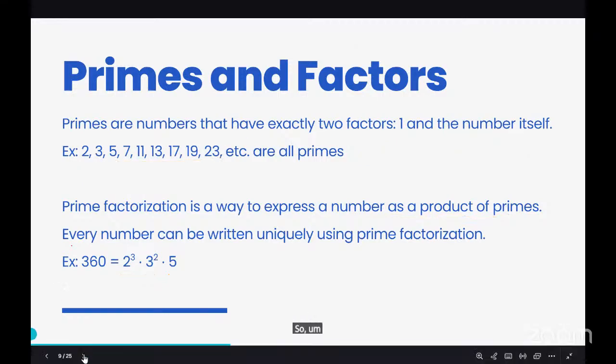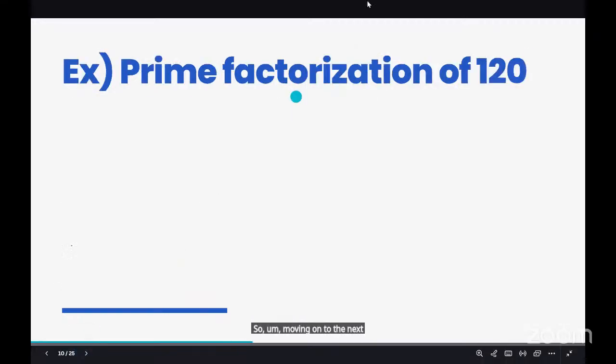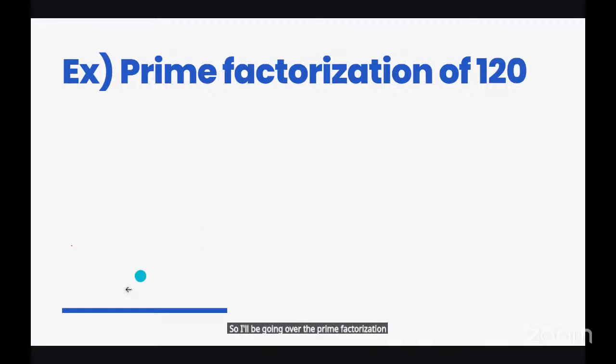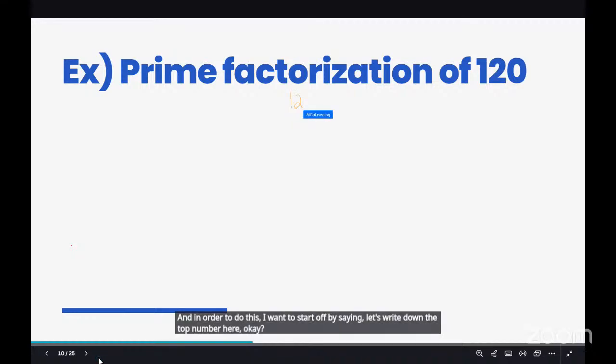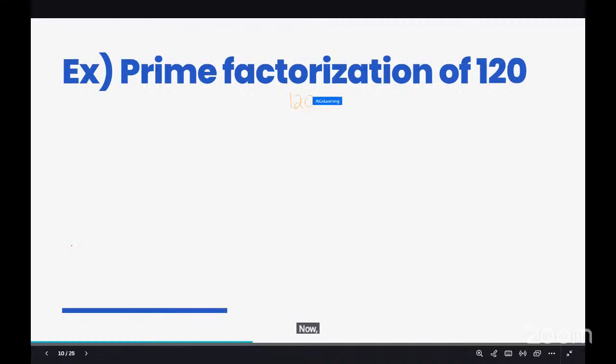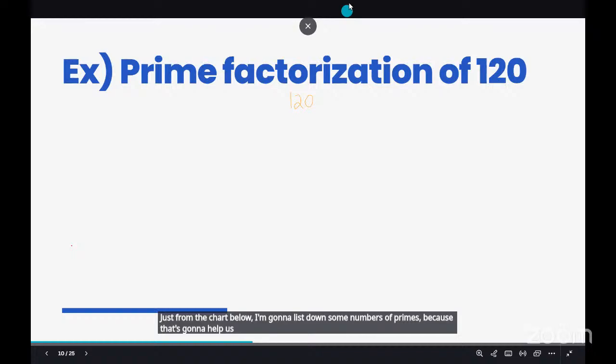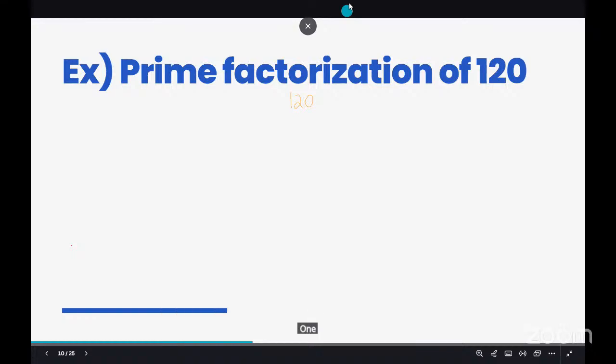So moving on to the next example. I'll be going over the prime factorization of the number 120. In order to do this, let's write down the top number here. Now, from the chart below, I'm going to list down some prime numbers because that's going to help us deconstruct it.